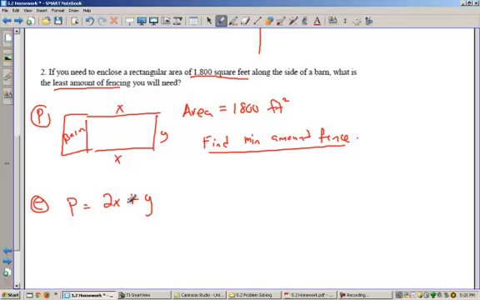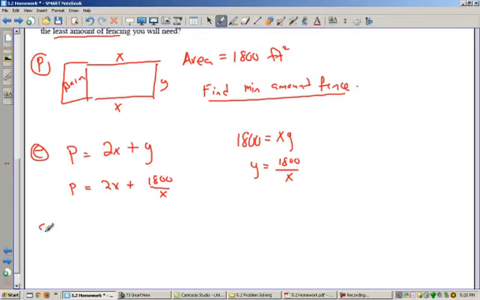I'm in the same situation as before. I would love to graph this, but I don't have one letter, I have two, so I can use the 1800 to get rid of the y. So 1800 is equal to, that's area, so x times y. And so y is equal to, to move over to the x, I just divide since I'm multiplying. So I take 1800 and divide it by x, and then I can plug in over here. So P is equal to 2x plus 1800 over x.